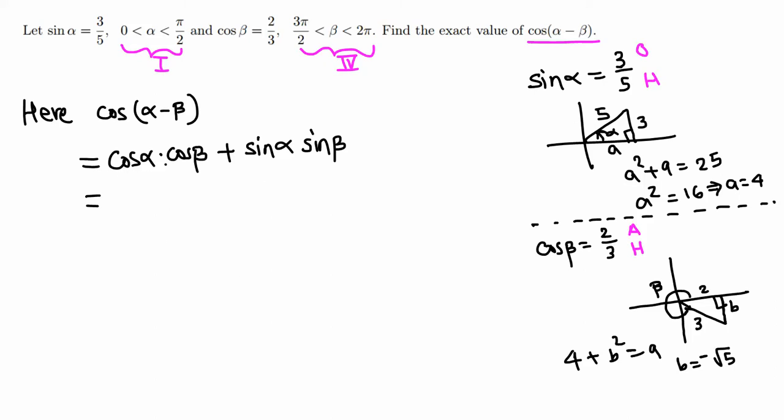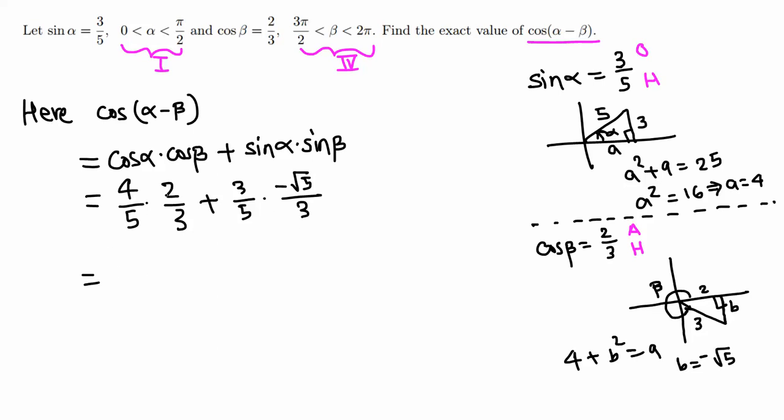Now let's find cosine alpha. We use the first right triangle. Cosine is adjacent over hypotenuse, so it is 4 over 5. So cosine alpha is 4 over 5 times cosine beta, which is given in the question, 2/3, plus sine alpha, that's given in the question, 3/5, times sine beta. Looking at this right triangle, opposite over hypotenuse, opposite is negative root 5 over 3. Okay, this is it. Now let's simplify.